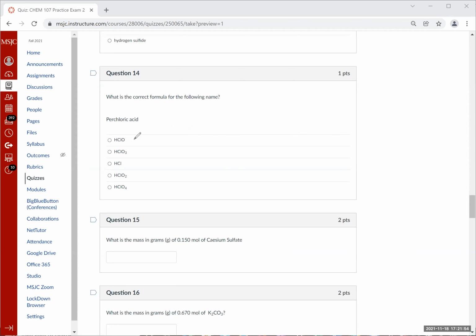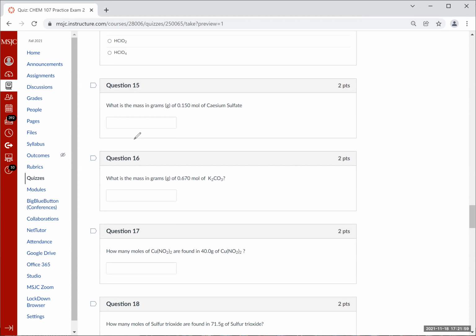Okay, let's continue moving on and let's look at the next part. So we're asked, what is the mass in grams of 0.15 moles of cesium sulfate? Cesium sulfate, crossing our charges, we get Cs2SO4.